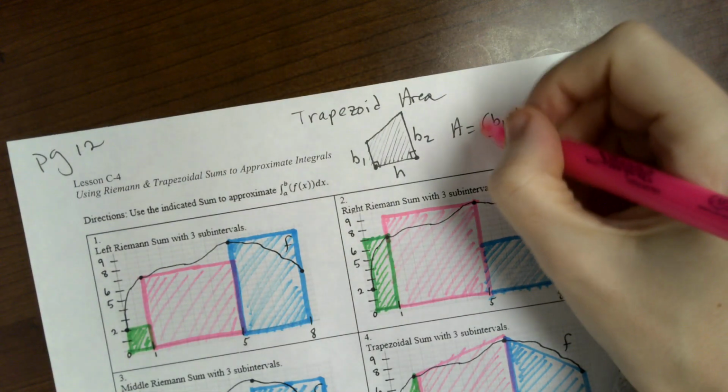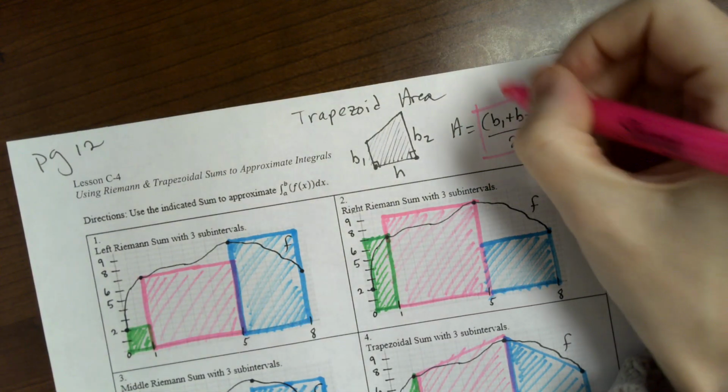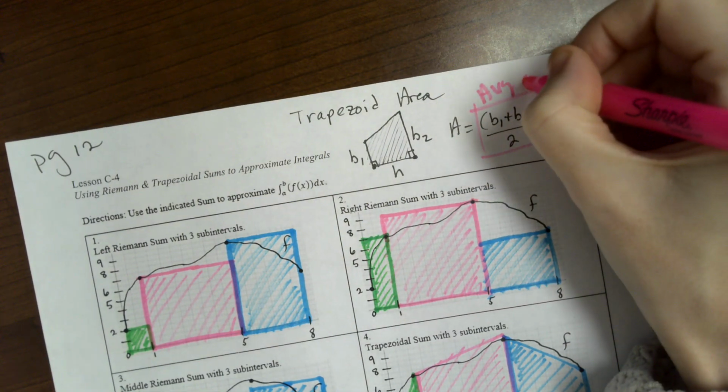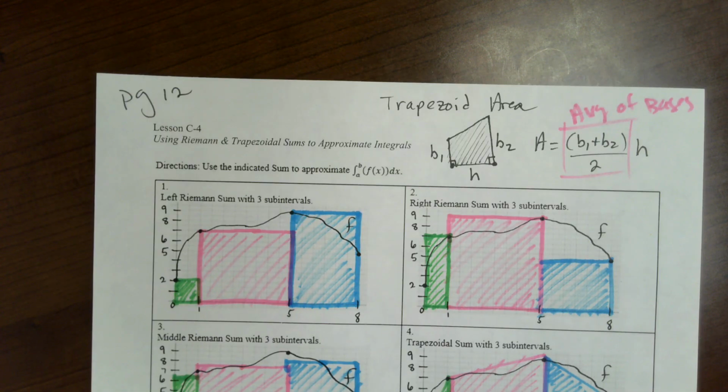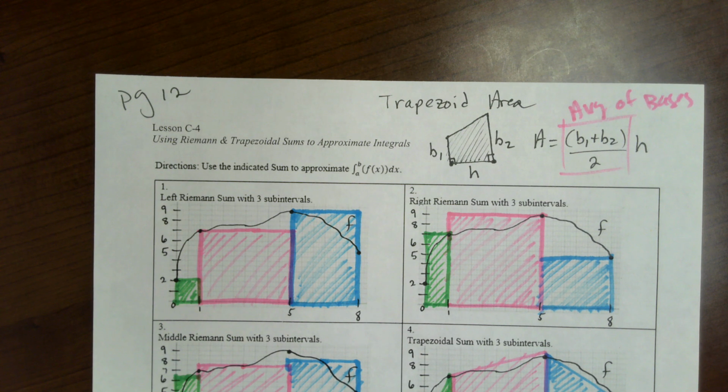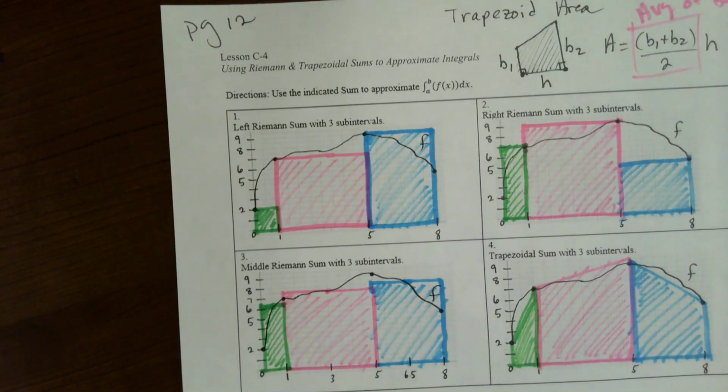And I just want to be clear about one thing here, guys. This is the average of the bases. So another way of looking at it is the area is the average of the two bases times the height. Okay, all right, so here it goes.